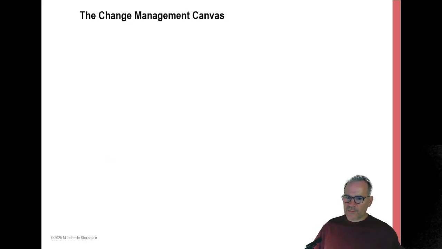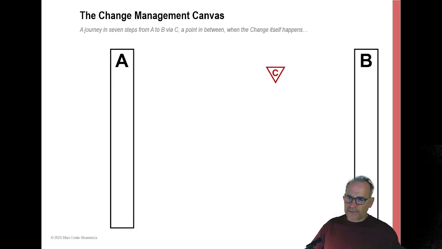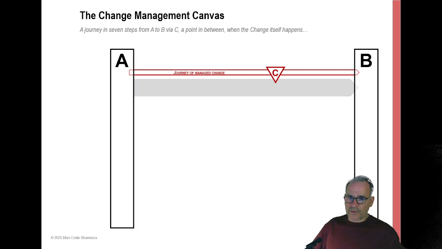So the Change Management Canvas is a tool that takes us on a journey of change that starts at A and goes to B via a point C, somewhere in between. And C is when the change happens, C for change. A is the A state of the organization, and B is the objective B state of the organization. And what we want to do is manage the change along that journey.